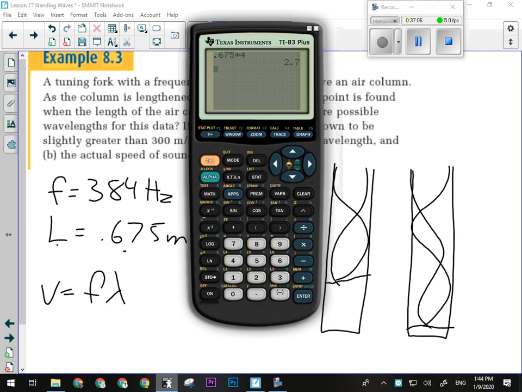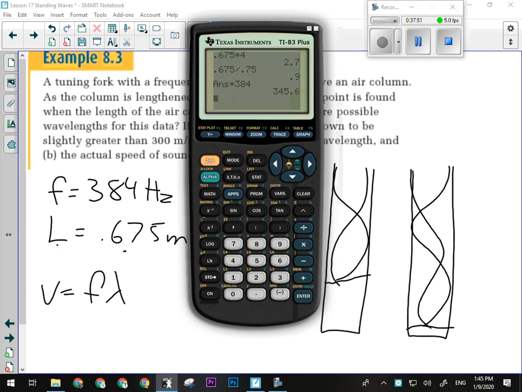All right, if it's this one, then it represents how much of a wavelength? 3/4. All right, so I'm going to take my 0.675 and divide it by 0.75, 3/4. 0.9. I like that. That looks like it might work for me, because my frequency is 384 hertz and my wavelength is now 0.9. Well, 384 times 0.9 is going to give me something reasonable for the speed of sound in air, right? Like 300 and some meters per second. So it was definitely that one. It was the 3/4 waveform as opposed to the 1/4 waveform. We'll kind of follow what we did there.